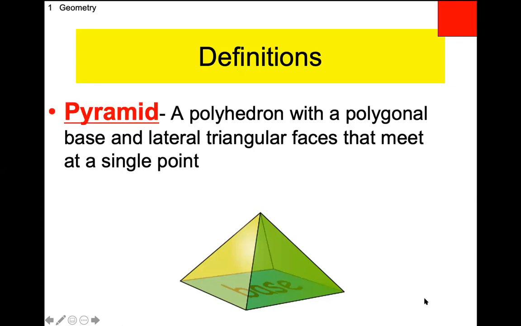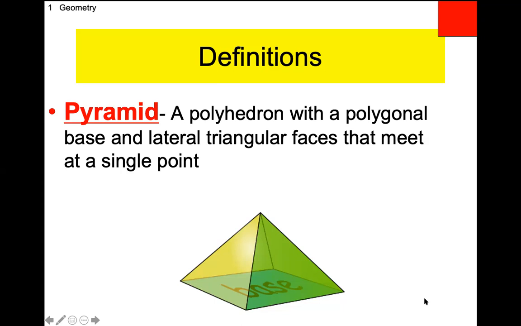So this is the definition of a pyramid. Well, it's 3-dimensional. It's made up of polygons, so it's a polyhedron. The base of this pyramid will be a polygon, any polygon. Could be a square, could be a triangle, could be a trapezoid, could be an octagon, right? Any of those are fine, as long as it can't be a circle, but it can be any polygon.